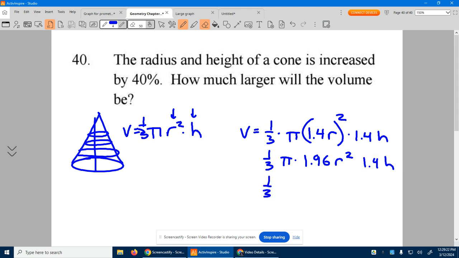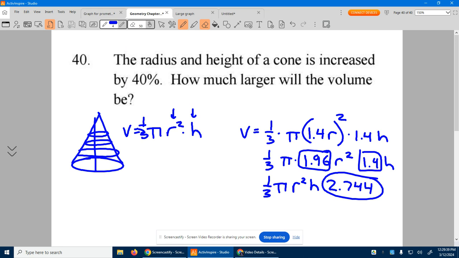So you can see you have your typical 1/3 pi, you have your r squared, you have your height, and I'm going to go ahead and multiply 1.96 times that 1.4, and that's going to be 2.744. It gets 2.744 times larger. Now, if we want to talk percentage, that'd be 274.4%. Take away the original 100%.